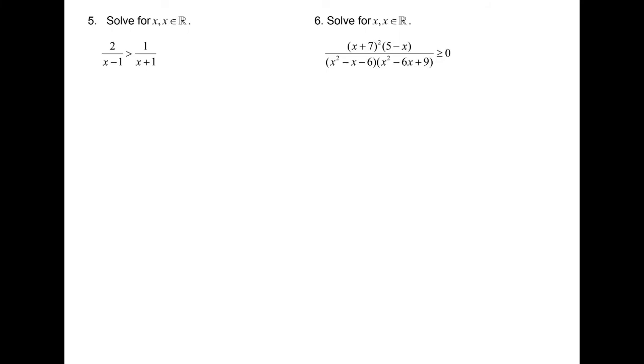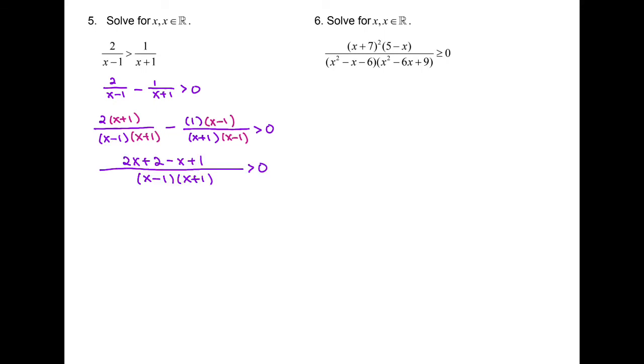Example 5. First, remove the rational expression from the right to the left to make a 0 on the right-hand side of the inequality. Step 2. Find a common denominator, which is x minus 1 times x plus 1, and combine those two fractions together into one single fraction. Then, let's find the zeros.